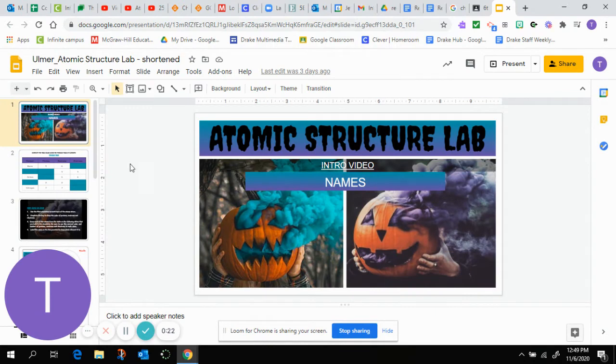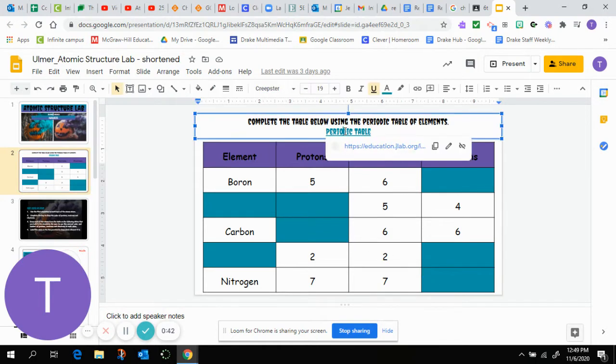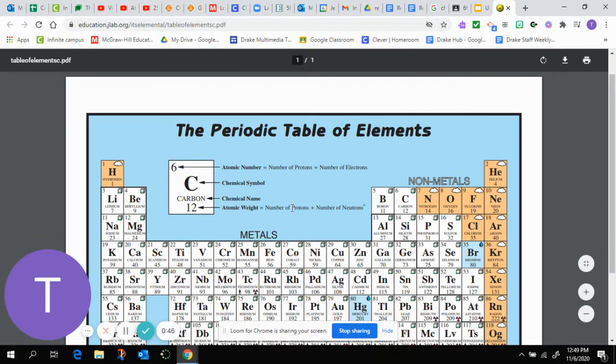And when you get to your lab document, the very first slide is just kind of an intro video. You're welcome to watch that. We watched it in some of our classes together. The second slide, you are using the periodic table to fill in the missing boxes here, the boxes that are in blue. So what I'm going to do is click on the periodic table, open the periodic table up so that I can go back and forth.